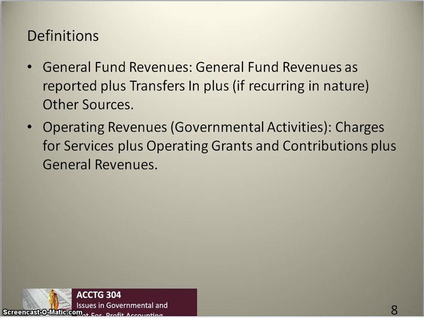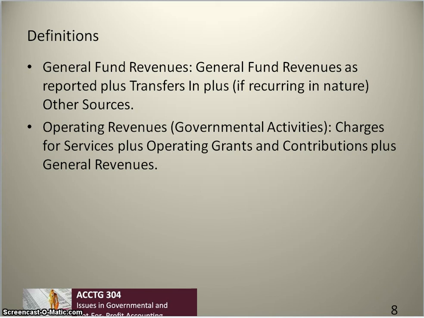For general fund revenues, typically when we divide something by general fund revenues, analysts will include within revenues the general fund revenues as reported on the income statement, plus transfers in, plus other sources if those other sources are recurring in nature. Typically, the other sources, other than the transfers in, are not recurring in nature, so they wouldn't be included. So generally, you'll see that general fund revenues is equal to revenues as reported plus the transfers in amount.